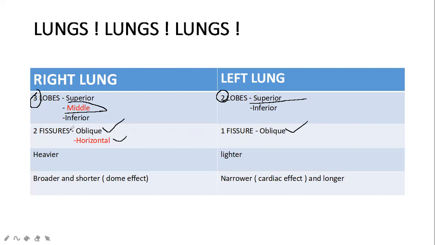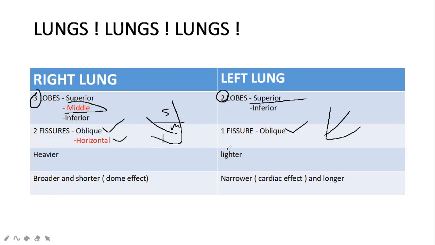So the common fissure is the oblique fissure. I want you to get that the common fissure is the oblique fissure, both in the left and the right lung. And then we have an added horizontal fissure there. By oblique it means it runs obliquely; by horizontal it means it just runs horizontally, dividing the right lung into superior, middle, and inferior lobes. But for the left one, we only have one oblique fissure dividing the lung into a superior and an inferior lobe.